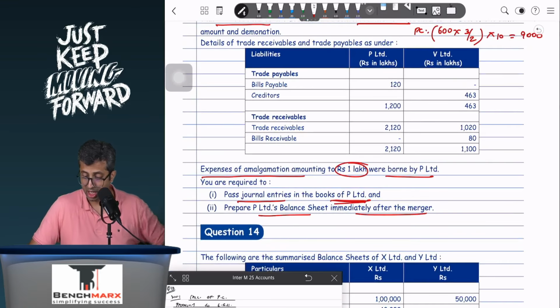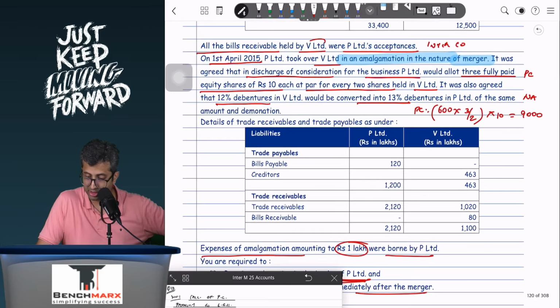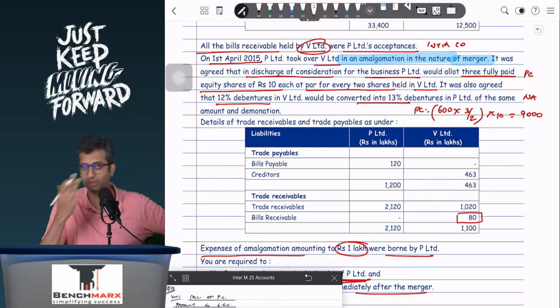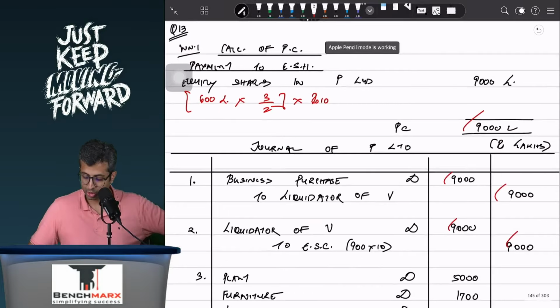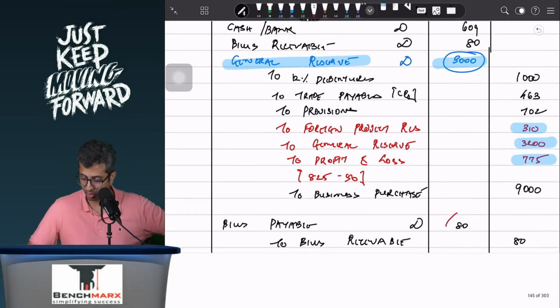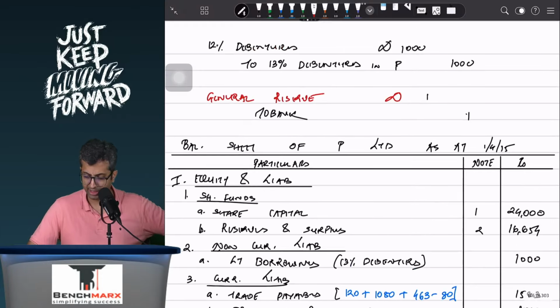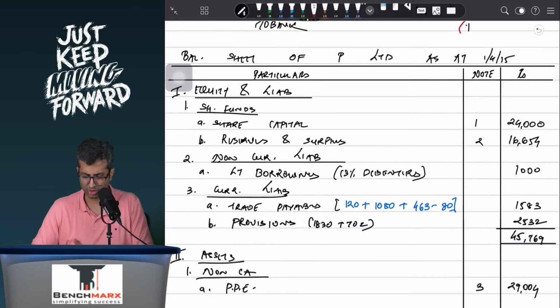And then prepare P's balance sheet immediately after the merger. Other than that, there will be some intercompany elimination as well, where they say all bills receivable held by V were P's acceptances. Bills receivable held by V, this is 80, were P's acceptances, so intercompany elimination will be at 80. So bills payable account debit to bills receivable at 80, and then you will have general reserve account debit to bank, this is 1. 12% debentures debited to 13% debentures credited, and based on that you will prepare the balance sheet.